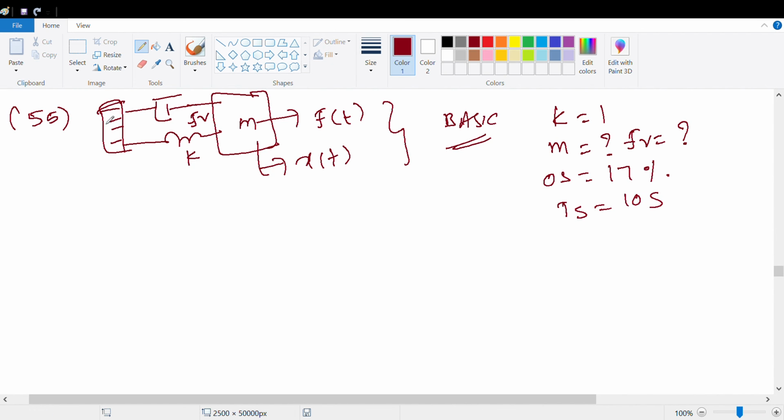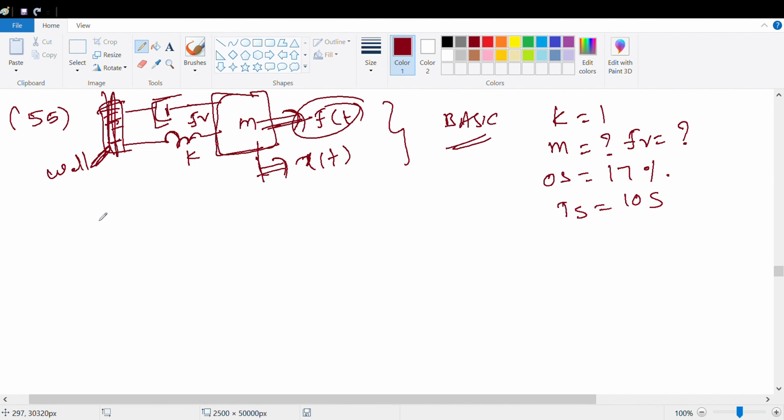This means it is a rigid body or wall, so it doesn't move. They have connected this damping coefficient, this is a spring, and this is mass, and they have applied force to displace this one. They are using some force f of t to move this by distance x of t.